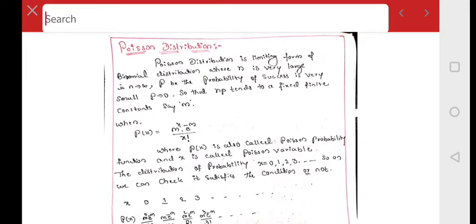Poisson distribution is a limiting form of the binomial distribution where n is very large, that means n tends to infinity, and p, the probability of success, is very small, that means p tends to 0, so that np, the mean of the binomial distribution, tends to a fixed finite constant, say m, or sometimes it is denoted by mu. Here p of x is given by m raised to x, e raised to minus m, upon x factorial. This is the probability distribution function in case of Poisson distribution.